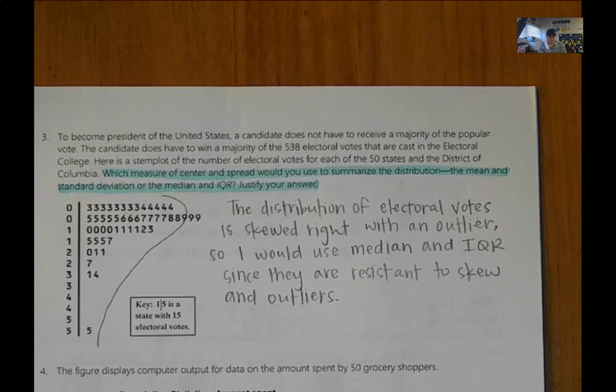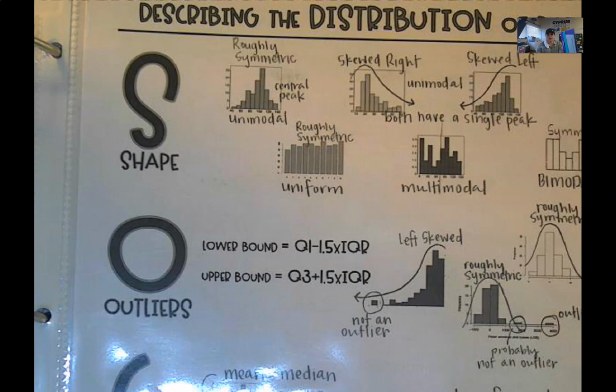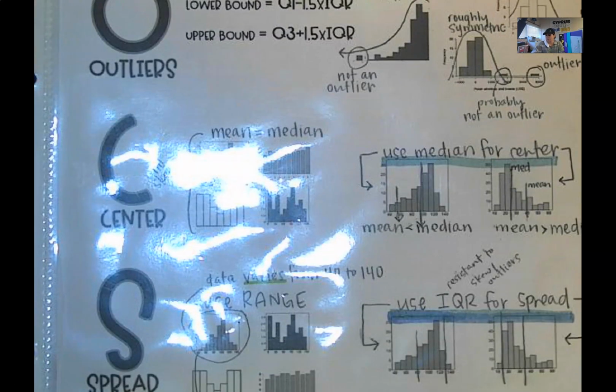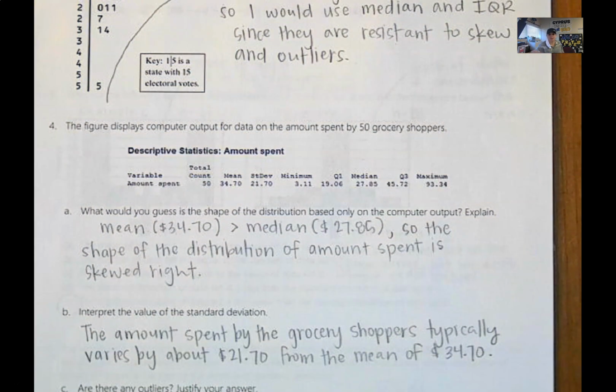And this goes back to your SOX cheat sheet. When you're talking about measures of center and spread, that is all based off of the shape of your data. So you look at the shape of your data, and then you go from there.